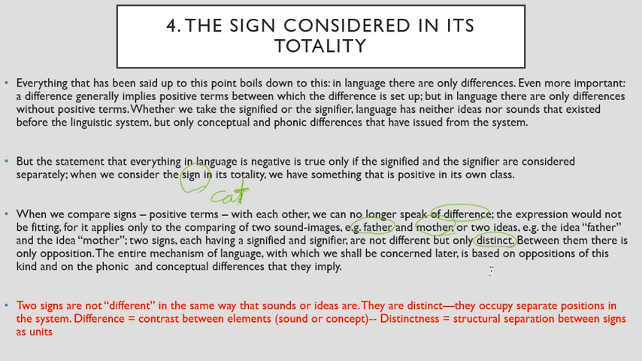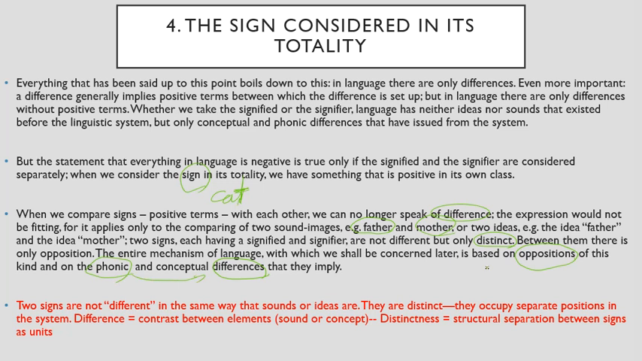Between them, there is only opposition. And the whole operation of language, the whole mechanism, is based on oppositions of this kind and on the phonic and conceptual differences that they imply. So the mechanism of language is based on two different things. First, on the opposition of the signs that are positive terms, and then on the conceptual and phonic differences between the signifieds and the signifiers. So we have one difference and one distinction, two different groups.